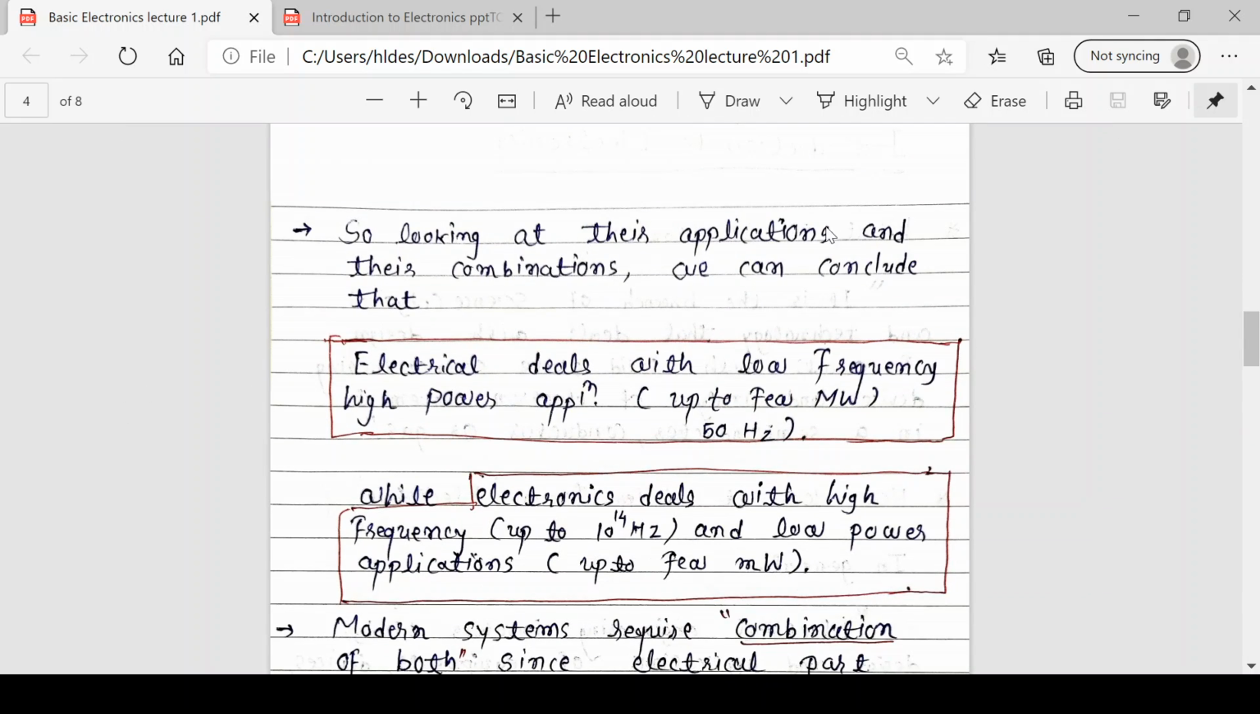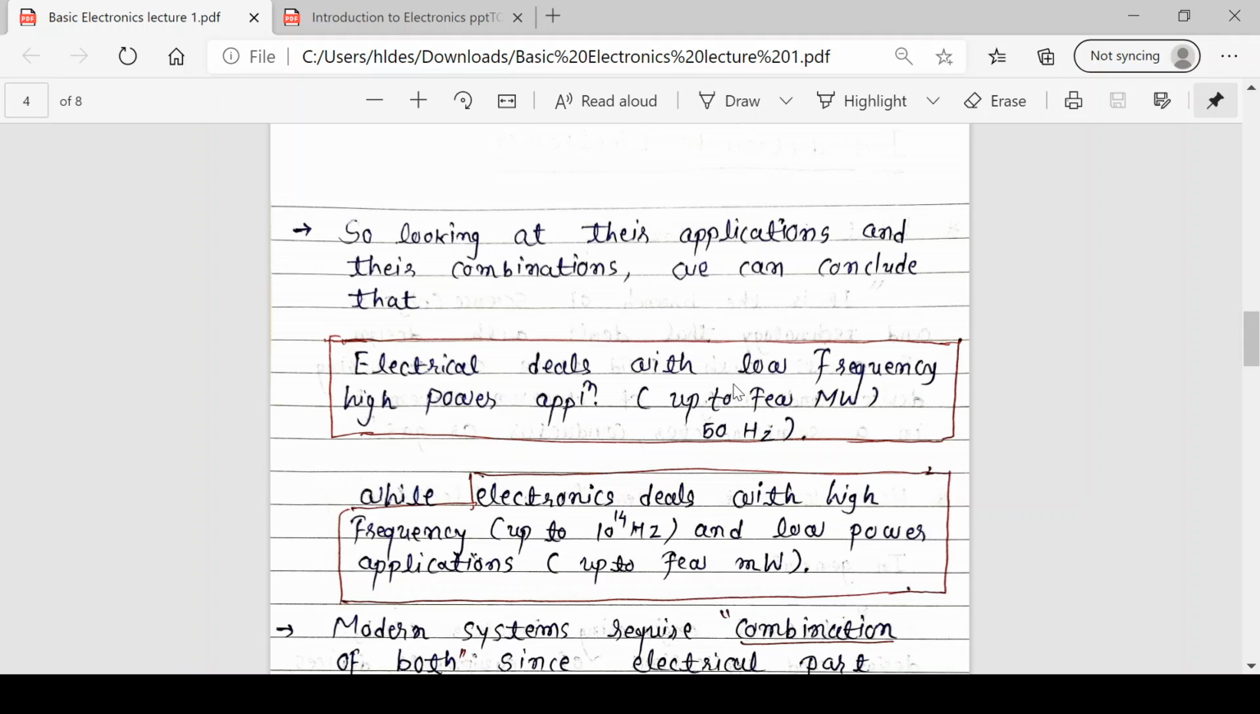Looking at their applications and their combinations, we can conclude that electrical deals with low frequency and high power applications. What do you mean by low frequency? Our line frequency is 50 Hz only. And what do you mean by high power? The power generation may be in megawatts also, using plasma generation.